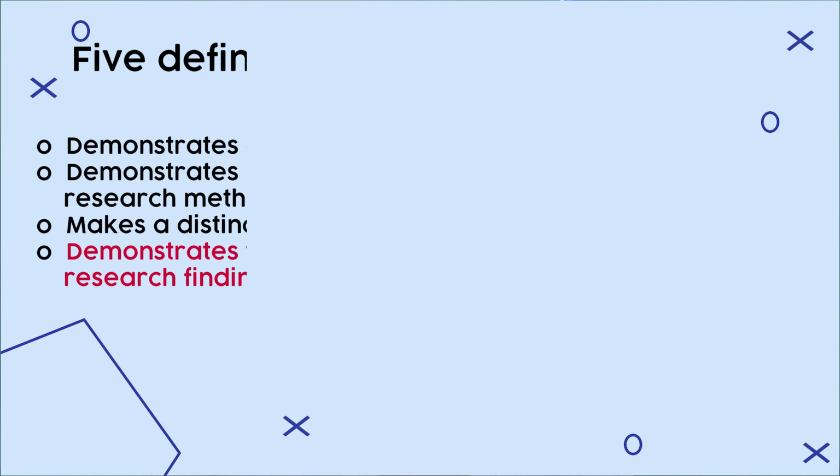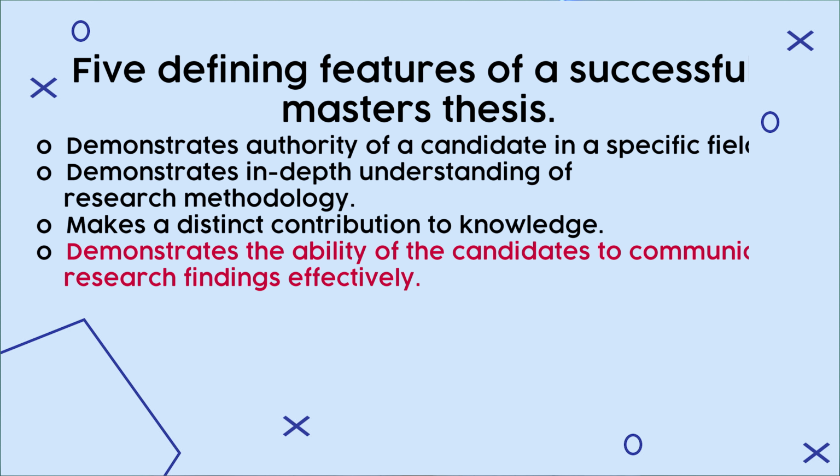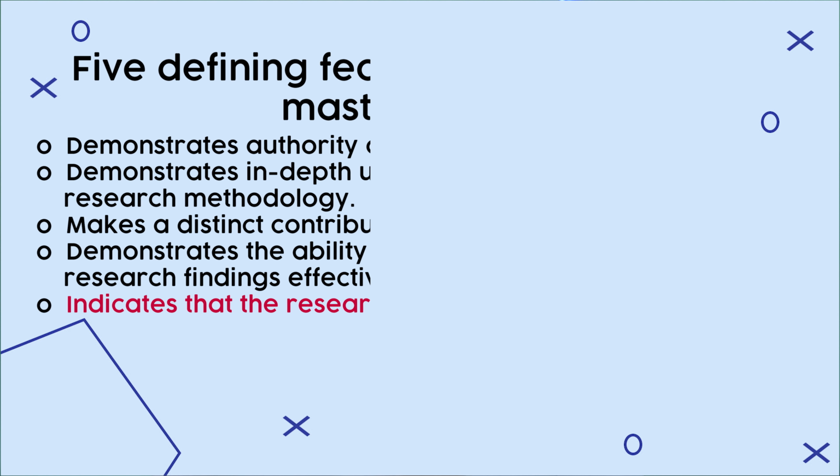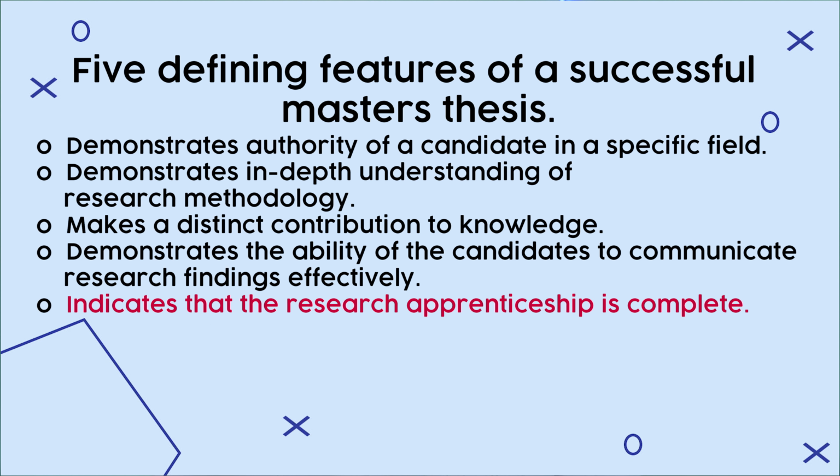The fourth defining feature of a successful master's thesis is demonstrating the ability of the candidate to communicate research findings effectively. Your ability to communicate in a scholarly manner is one of the significant areas of examination in a master's thesis. The fifth defining feature of a successful master's thesis is indicating that the research apprenticeship is complete and that a candidate can be admitted to the community of scholars in a specific discipline.